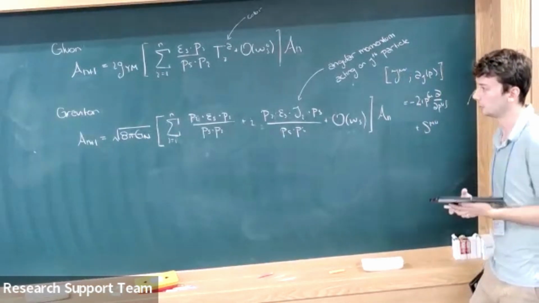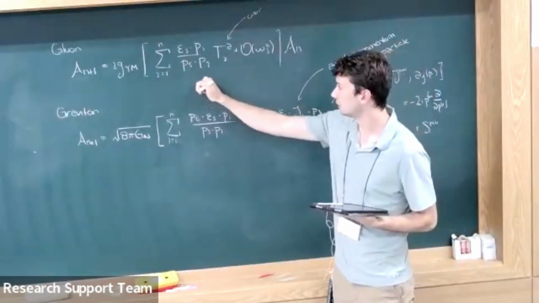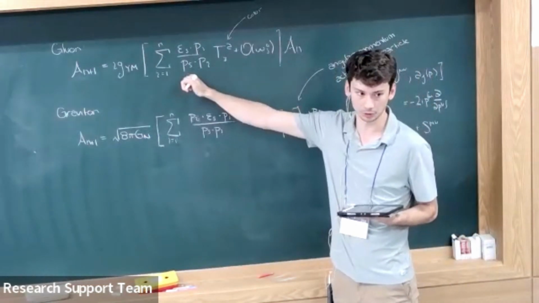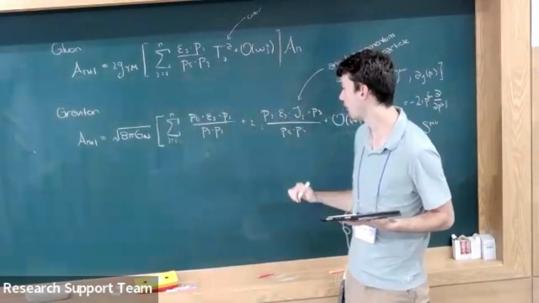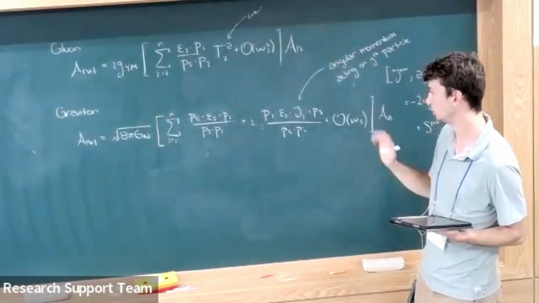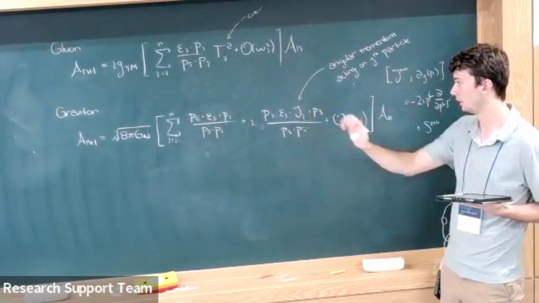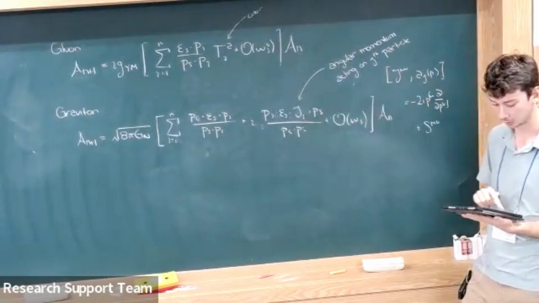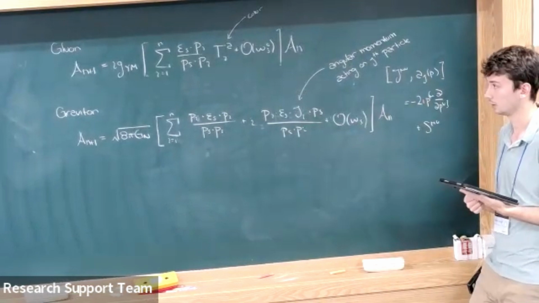It's important to note that when one's writing down soft theorems, these soft theorems aren't always just kinematic factors. They're not just numbers, so they're not completely determined by kinematic data. Rather, they can be operators which act on the space of scattering amplitudes. So J is something that's not just a number in momentum space, and you can have these kinds of objects also appear in soft theorems. So this is for pure Yang-Mills and gravity.